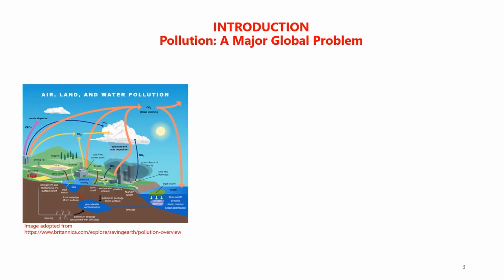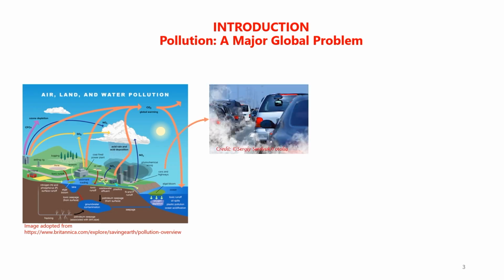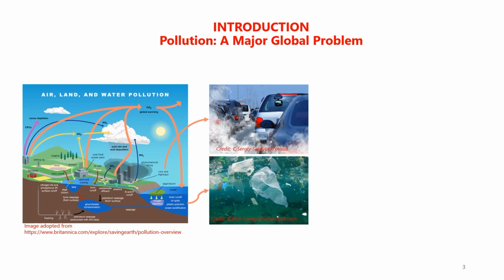So let us try to understand how big the problem of pollution is. You can see that everything on this earth today is polluted. We have air pollution, we have land pollution, and we have water pollution. And then you can see the gases coming out of these vehicles in some of the cities, which is a very normal sight, which contributes a lot to air pollution.